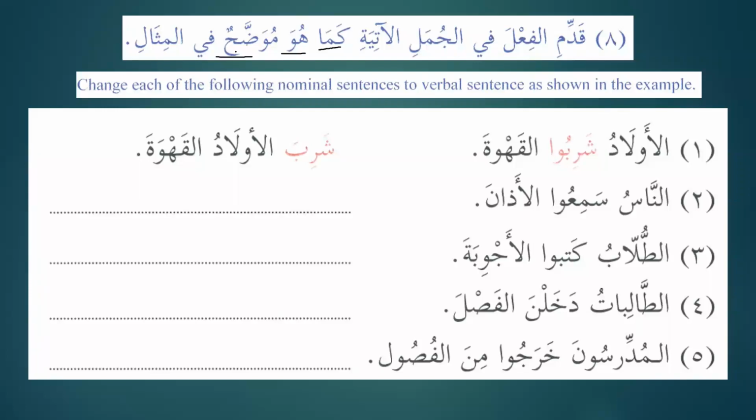So basically, this is the word by word translation, and the literal translation will be: change each of the following nominal sentences into verbal sentences, as shown in the example. Look at the example.